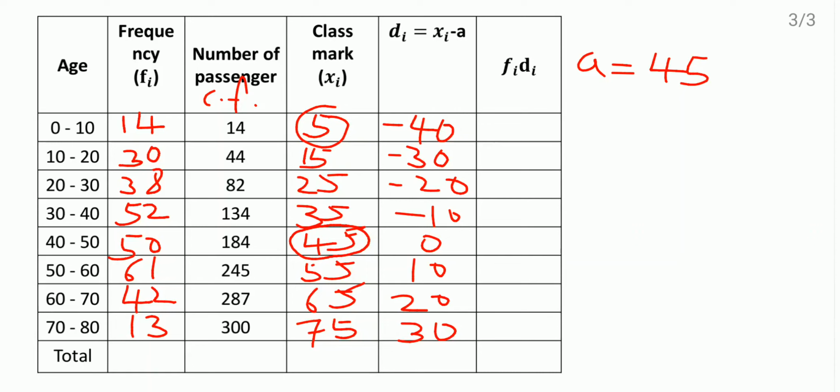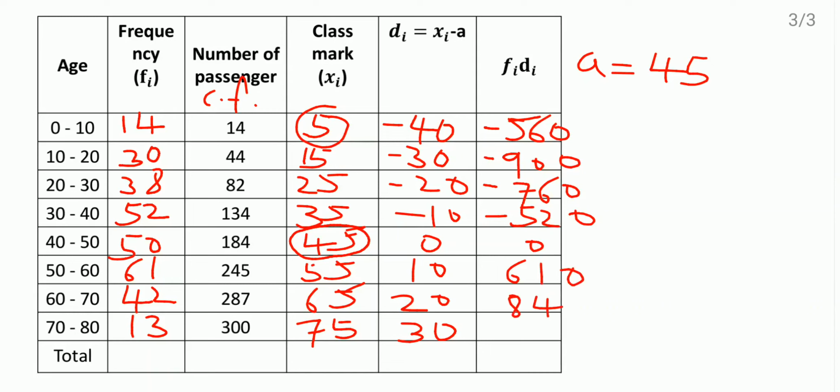So here 14 into minus 40 comes as minus 560. 14 4s are 56, no? So it is minus 560. The next one, 30 into minus 30, so it is minus 900. Then 38 into minus 20 comes as minus 760. Next one is minus 520. Next one is 0. Then 61 into 10 is 610. 42 2s are 84, so 840. And 13 3s are 39, so 390.